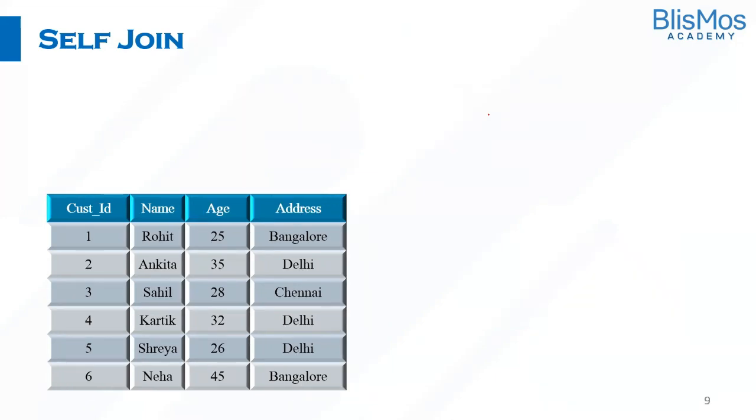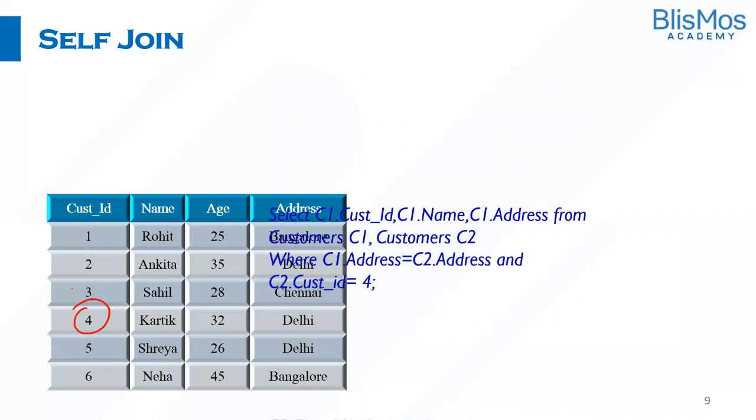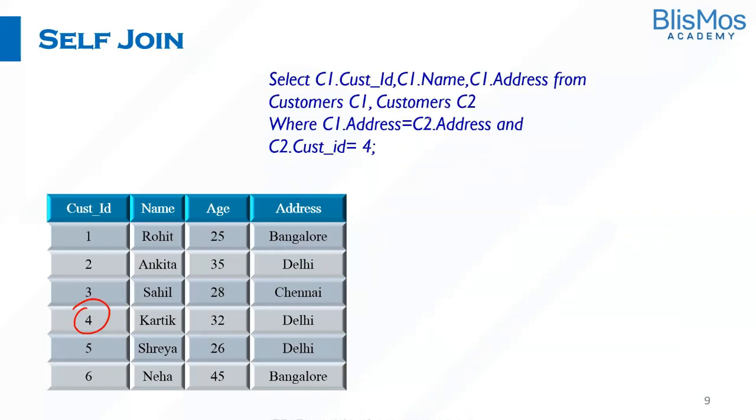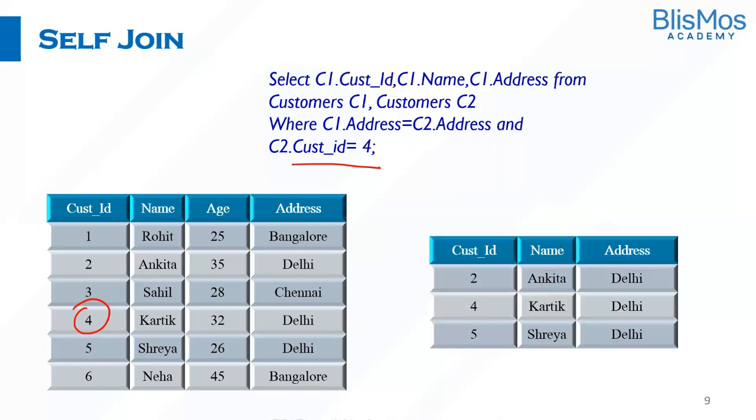Let us say in this example, you want to find all the addresses which are same as that of customer ID 4. In that case, we can go ahead and say select customer ID, customer name, address, depends on which columns you are planning to select, and then customers C1, customers C2, we are aliasing it, and we are saying C1 dot address is equal to C2 address and customer ID is equal to 4. I want only those addresses as that of the customer ID 4. In that case, the results will be Delhi, right? Because customer ID 4 has the address as Delhi.